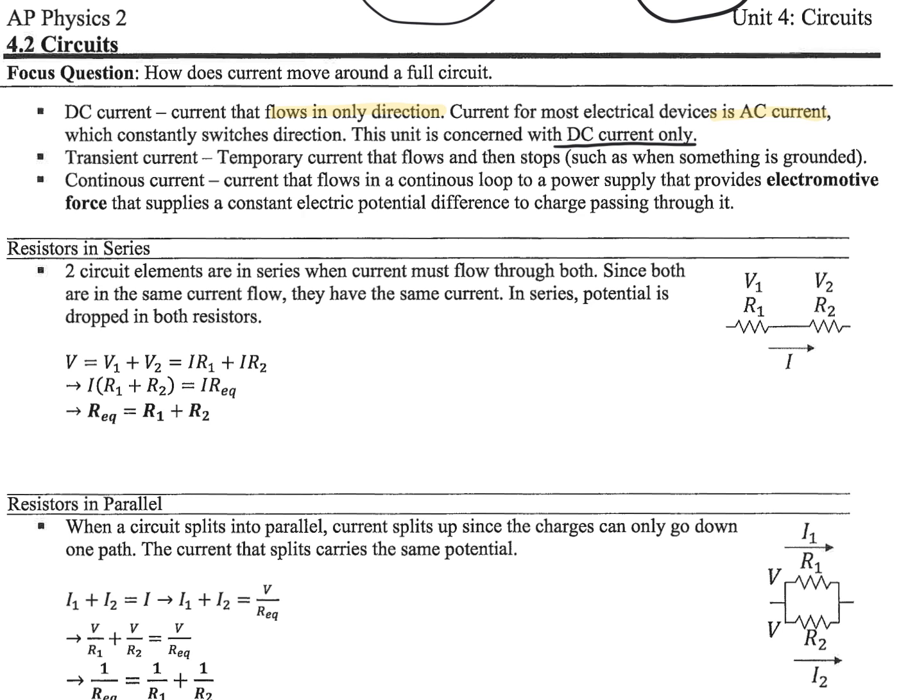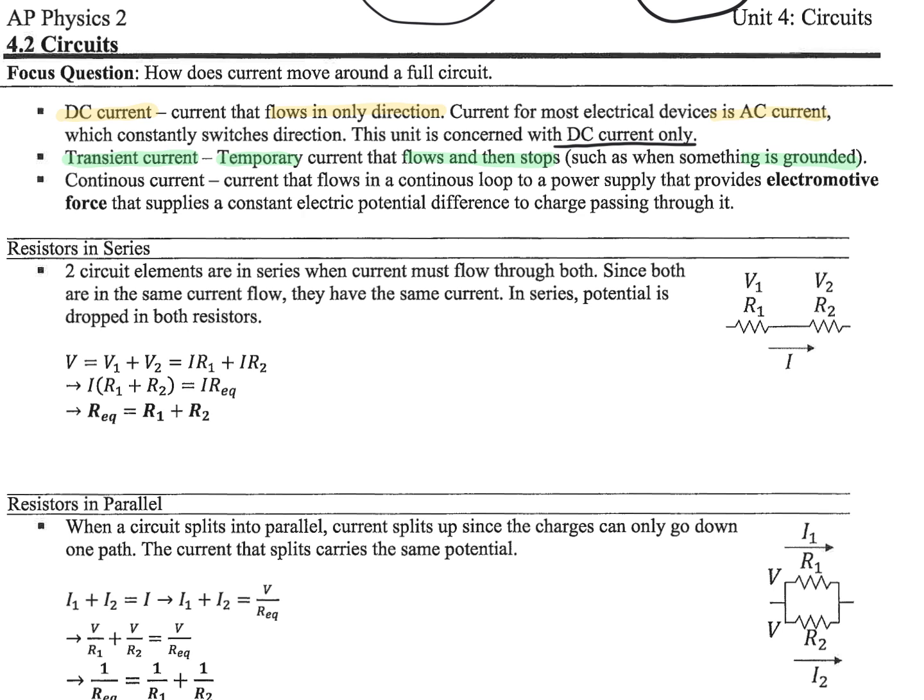Now, what's transient current? So we've got DC current, we've got transient current. It's temporary. Transient means temporary, doesn't it? Flows and then stops. When do we get a flow and a stop? The most likely time is when something's grounded. Think about it. If you put something to a ground, what happens? All the charge goes to earth and then it's done. That's what we talk about as transient current. When you ground something, it's a transient current.